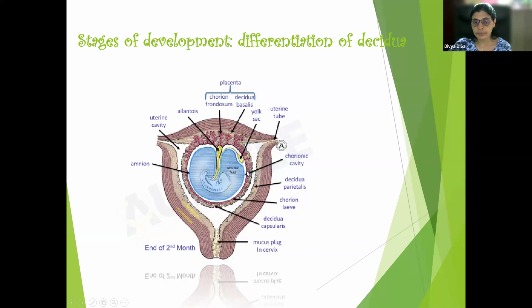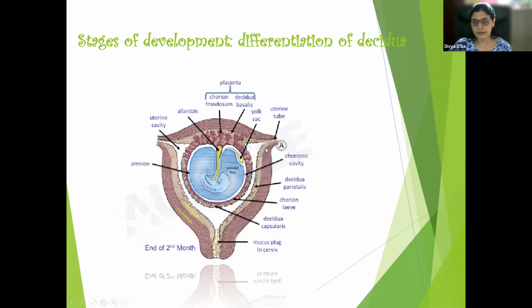Now the remaining part of the decidua around the blastocyst, we call the decidua capsularis. This is the decidua capsularis all around it. It is the part of the decidua which forms a capsule around the embryo, and this separates the embryo from the uterine cavity.